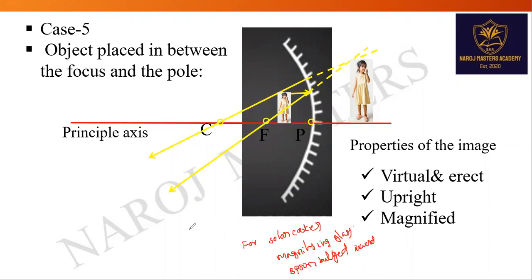In the case of a shaving mirror also, we use the concave mirror as a shaving mirror to get the magnified image. So in the case of solar cookers, shaving mirrors, magnifying glasses, and spoons bulged inward, there are so many applications. These are the main applications we use in our daily life. So here only 5 cases are there when the object is placed in front of a concave mirror.